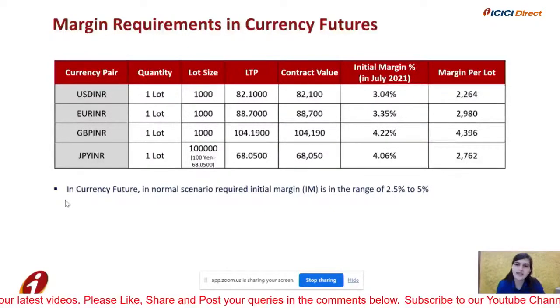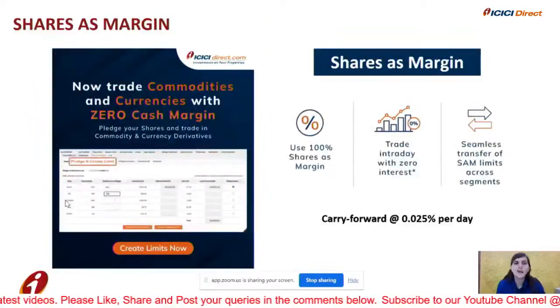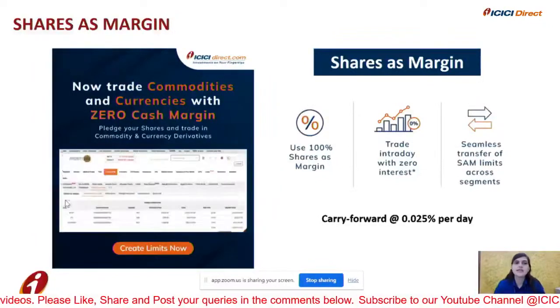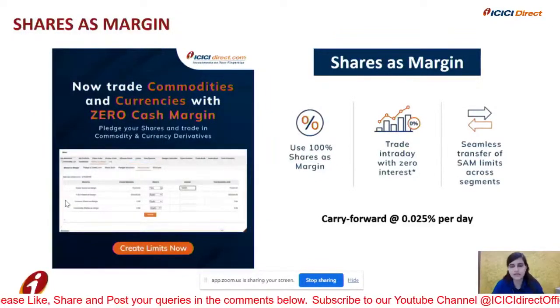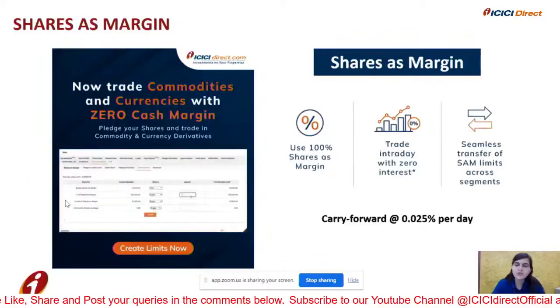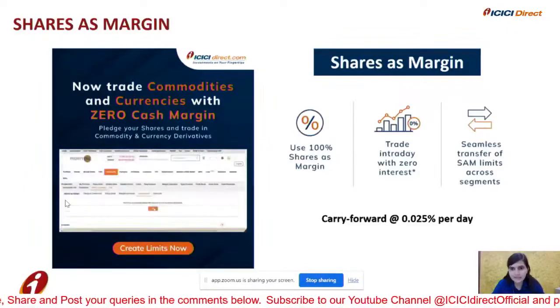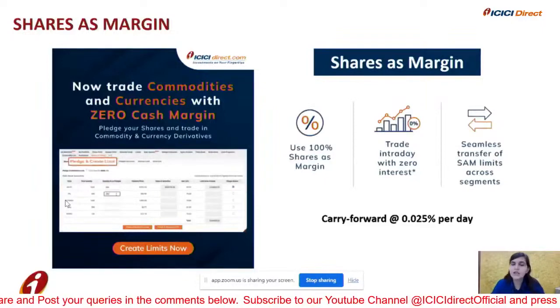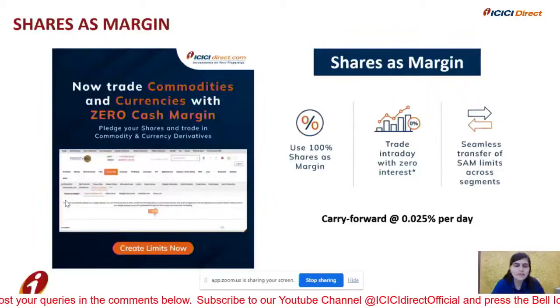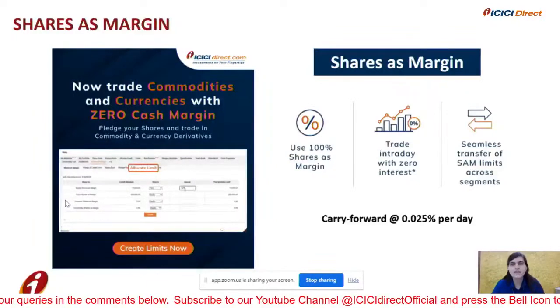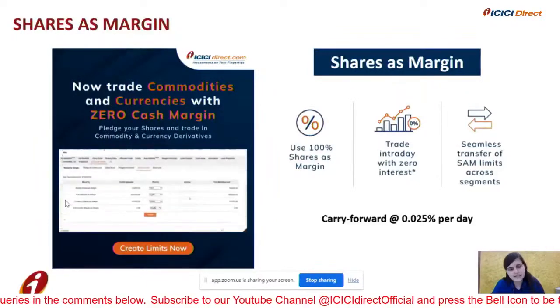Margin requirement is very low when it comes to currency. It's somewhere around 2.5 to 5%. Here we have one more feature known as shares as margin. So if you have shares in your demat and you don't have cash, you can use your shares. You can pledge them, create some limit, allocate it to currency and start trading. And you can use 100% shares as margin for trading.